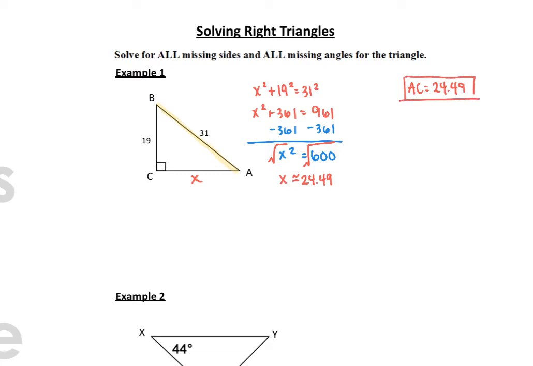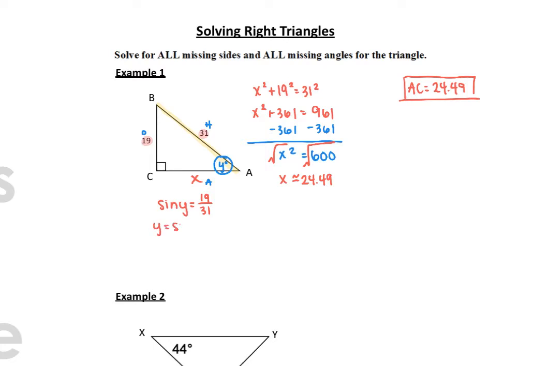Okay, now we're going to solve for missing angles. So I'm going to choose angle A to solve for, and we'll call it y. So using y as our reference angle, 19 is the opposite side, 31 is the hypotenuse, x is the adjacent side. So for this one, I have all 3 sides, but we're only going to use the numbers that they give us. So I have 19 and 31, which is opposite and hypotenuse, which means I'm going to use sine. So it's going to be sine y equals 19 over 31.